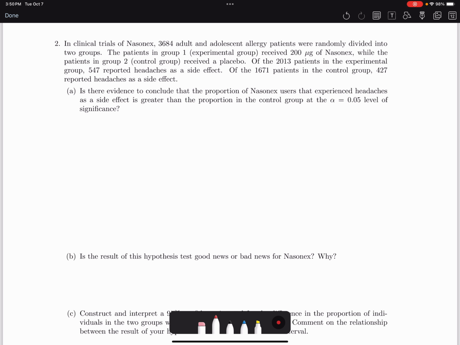It says, in clinical trials of Nasonex, 3,684 adult and adolescent allergy patients were randomly divided into 2 groups. The patients in group 1, the experimental group, received 200, I think that's micrograms of Nasonex, while the patients in group 2, the control group, received a placebo. Of the 2,013 patients in the experimental group, 547 reported headaches as a side effect. Of the 1,671 patients in the control group, 427 reported headaches as a side effect.